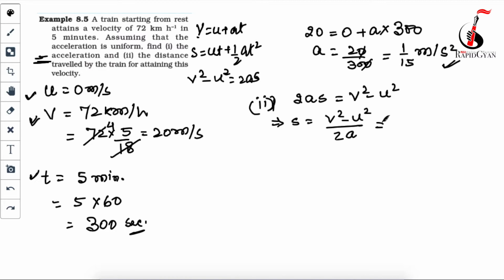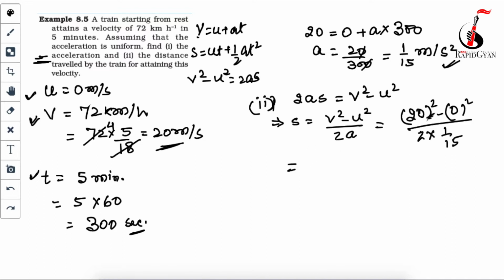So v square minus u square. So what is your v? V is we have to find out somewhere. Yeah, 20 meter per second. U is 0, means 20 square minus 0 square upon 2a. 2a means 2 times 1 upon 15, which I am going to solve.